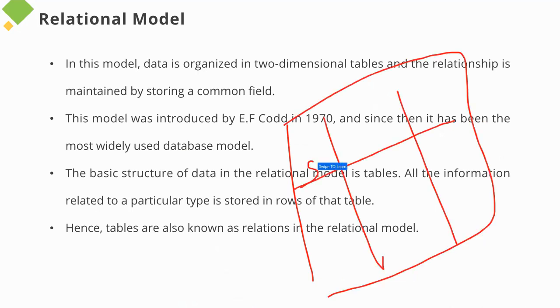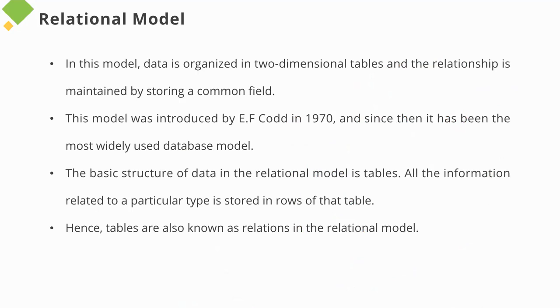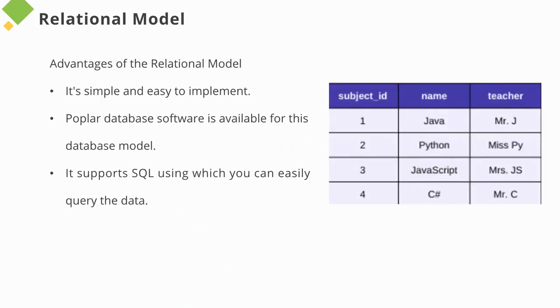Say serial number, name, age, data 1, 2, 3 goes on, right? So this model was introduced by EF Codd in 1970. Since then, it has been the most widely used database model. So we'll be seeing about the tables. These tables are known as relations in the relational model.